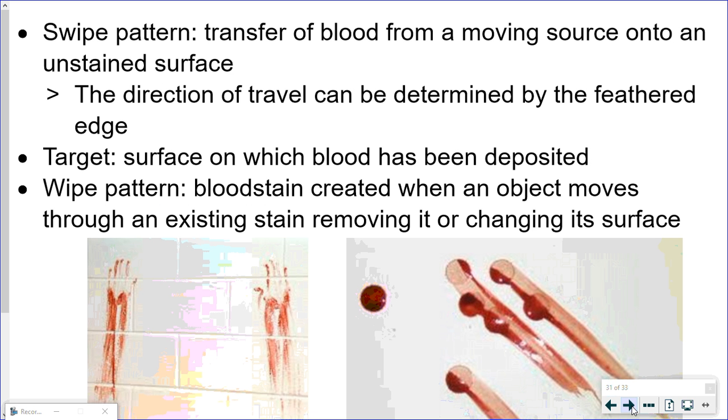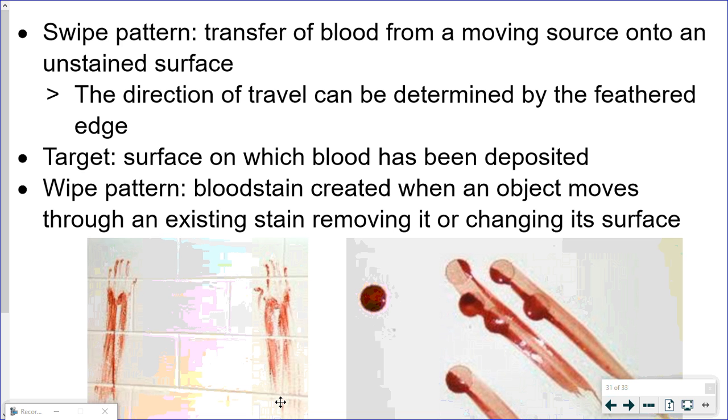We have swipe patterns, which is the transfer of blood from a moving source onto an unstained surface. So if someone gets blood on their hands and wipes the wall, that would be a swipe pattern. And the direction of travel can be determined by the feathered edge. So it will actually start off dark and then get lighter as the swipe pattern continues. That's the image on the bottom left, where you have the bloody handprints and then they swipe downwards and it ends up being lighter at the bottom. You notice that feathered edge.